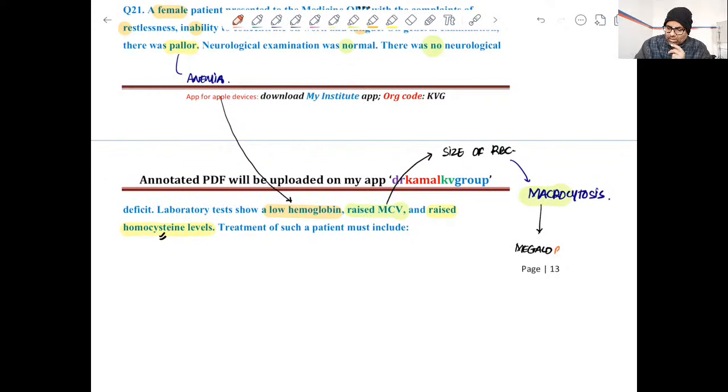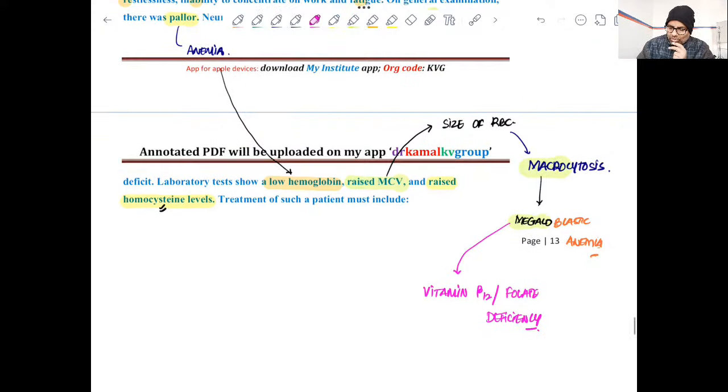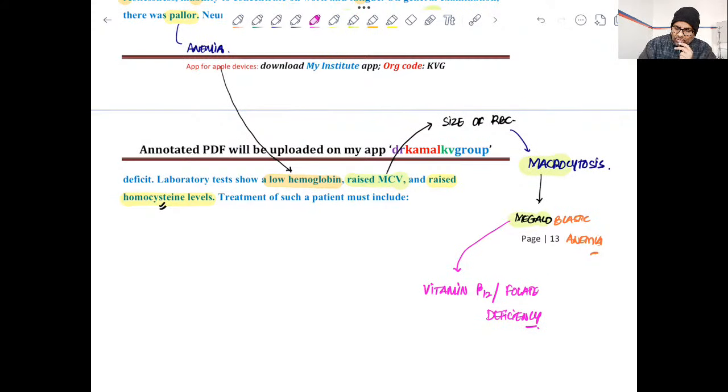Clear? Blastic anemia. Fine? So this is megaloblastic anemia, and I think the moment you find the word megaloblastic, what is your answer? It has to be vitamin B12 or folate deficiency anemia. Fine? Yes, Aditi, absolutely right. So this is an important thing here.